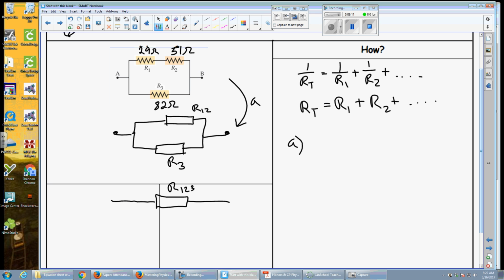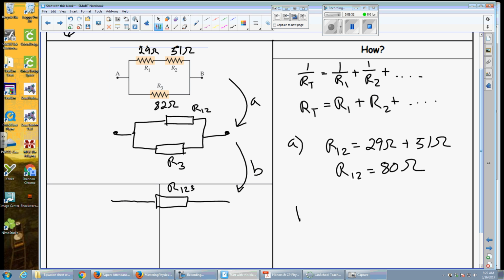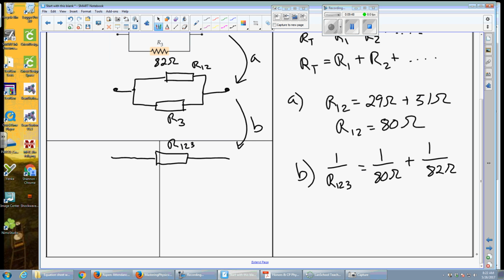I need to combine those two, so I'm going to use that they're in series. So resistor 12 equals 29 ohms plus 51 ohms. So for me, it's 80 ohms. And then to do the next step, which I'll call B, I need to do 1 over R123 equals 1 over 80 ohms plus 1 over 82 ohms. Oh darn, I just missed being able to do it in my head.